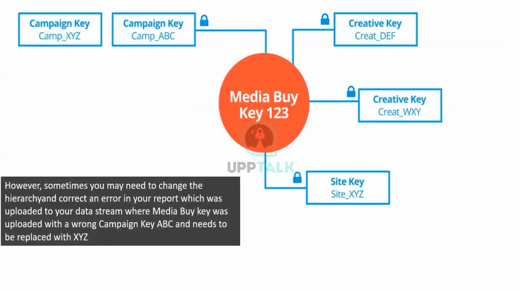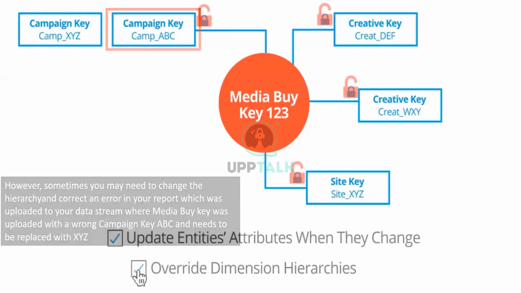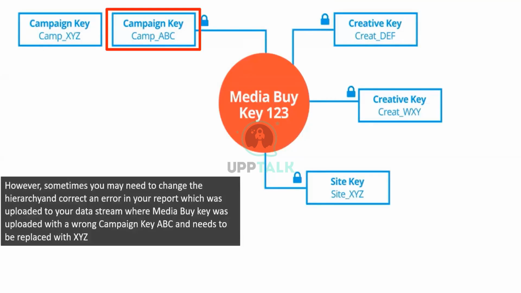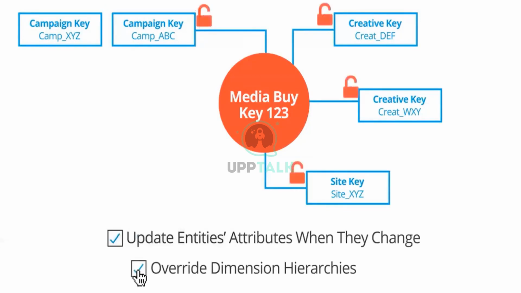However, sometimes you will need to change the hierarchy and correct an error in your report, which was uploaded. Not a report, but maybe an API level failure. ABC needs to be replaced by XYZ. Then comes one option called override dimension hierarchies, which you need to check. Once you check override dimension hierarchies along with update entities attributes, it unlocks the data model from entity level.